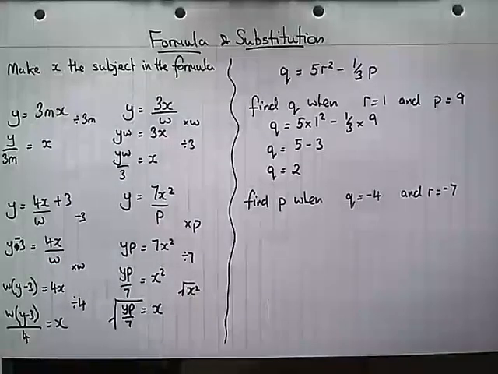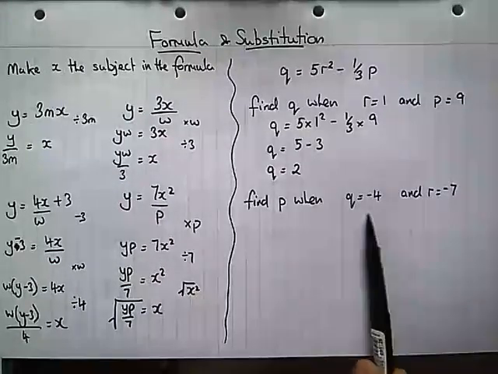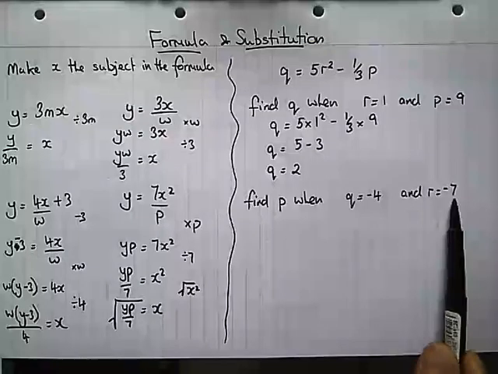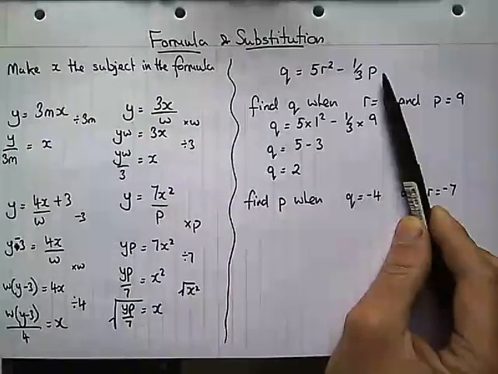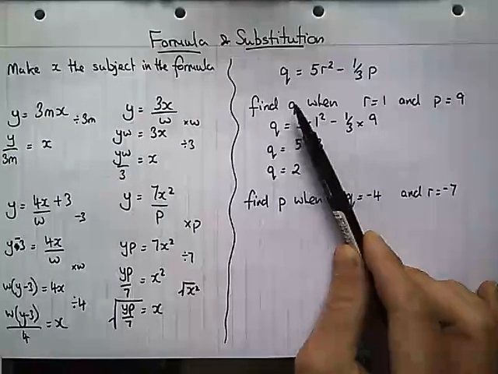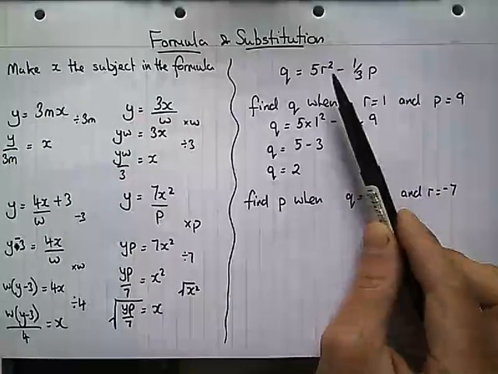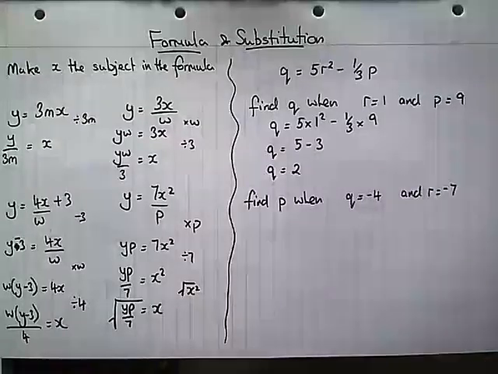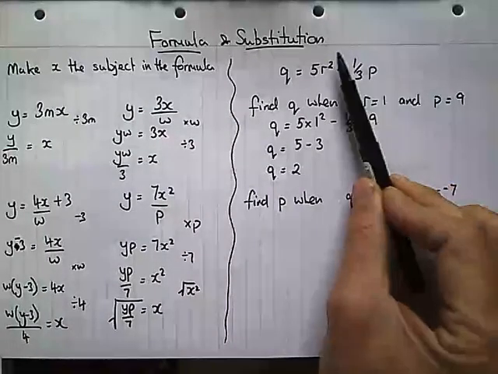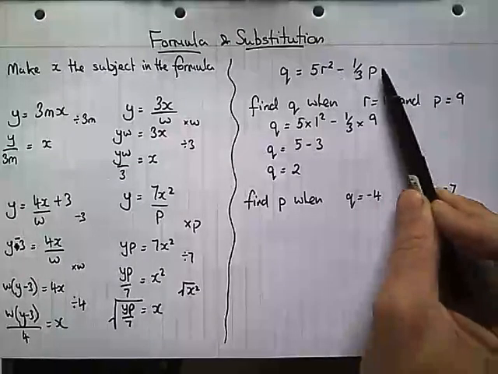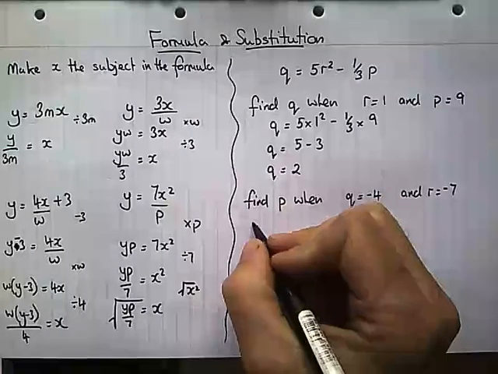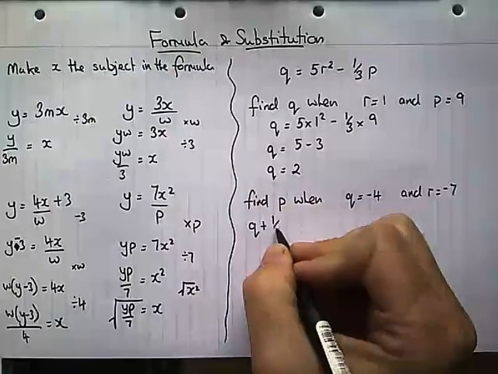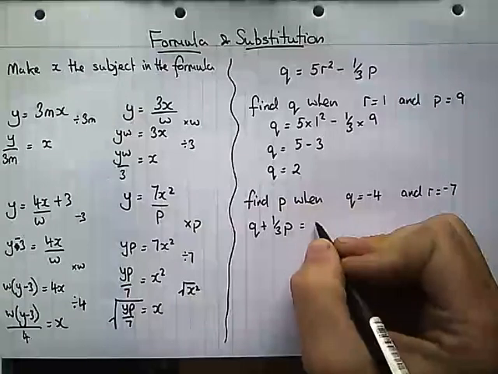Okay, find p when q equals -4 and r equals -7. Now p is over here. I could be substituting in values, substituting in the q and then the r, but I'm going to rearrange it first. So I want to make this a plus 1/3 p, so I'm going to add this to both sides. So I get q plus 1/3 p equals 5r squared.